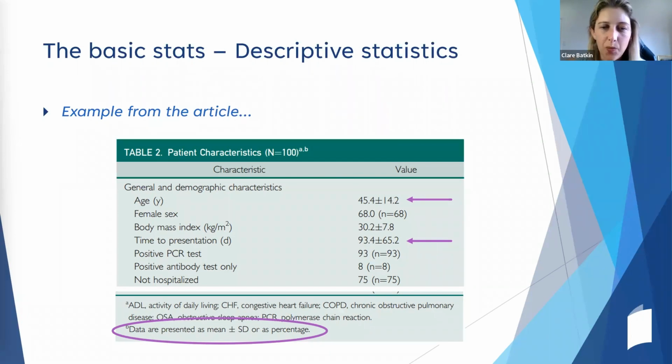And then just another example to show you is the time to presentation. Again, you can see the D in brackets, which tells you that it's days. The average number of days from when they had COVID to when they were actually seen in the clinic was 93.4 days, so again about 3 months or so. And then the standard deviation was really quite big, at 65 days.